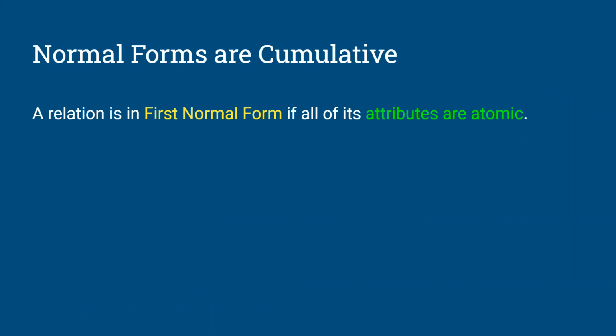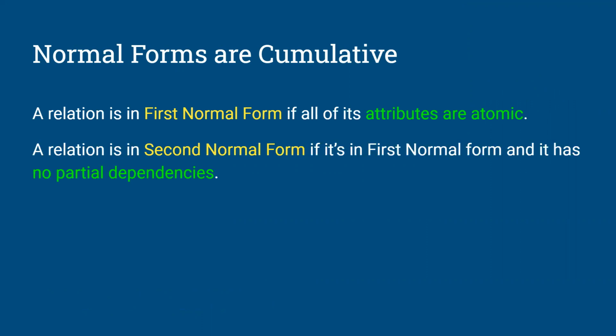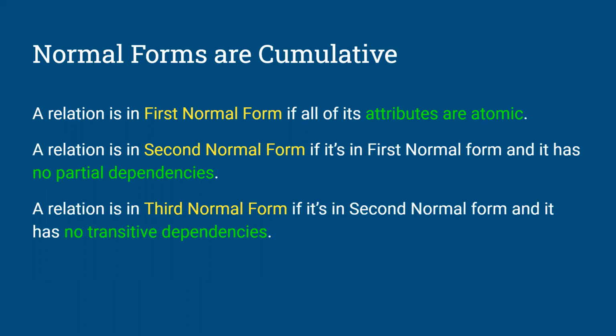Surrogate, okay. So remember that the normal forms are cumulative. You can't be in third normal form unless you're already in the prior normal forms. A relation is in first normal form if all of its attributes are atomic. A relation is in second normal form if it's in first normal form and has no partial dependencies. Third normal form: it's in second normal form and has no transitive dependencies. That is first, second, and third normal form.